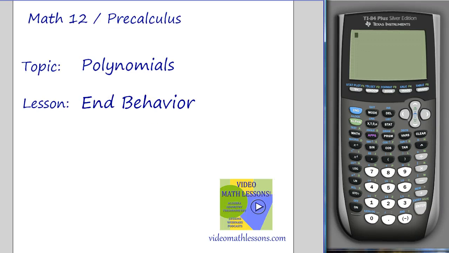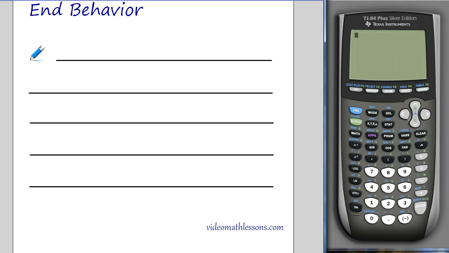Tonight we are doing a pre-calculus Math 12 class. The topic is polynomials, and the lesson we're going to go over is end behavior. So the first thing we have to do is talk about what end behavior is. Now, end behavior is what the graph is doing at the ends. So that's what we have. What is the graph doing?